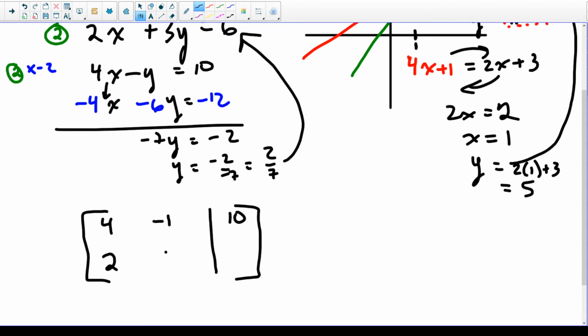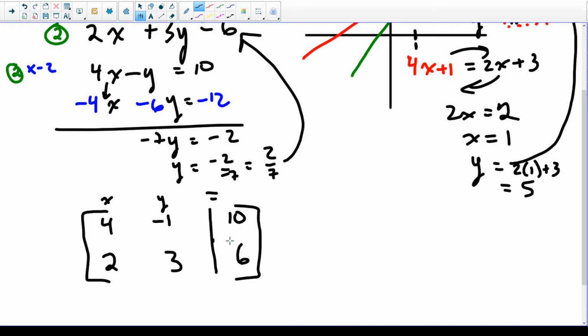Coefficient for x is 2, coefficient for y is 3, or not the coefficient, but the constant term is 6. Now this line here just basically means the equal sign, and this would be the x column, and this would be the y column. And we're basically going to do the exact same thing as what we did for elimination, but we're going to use the structure of our matrix to keep everything organized.